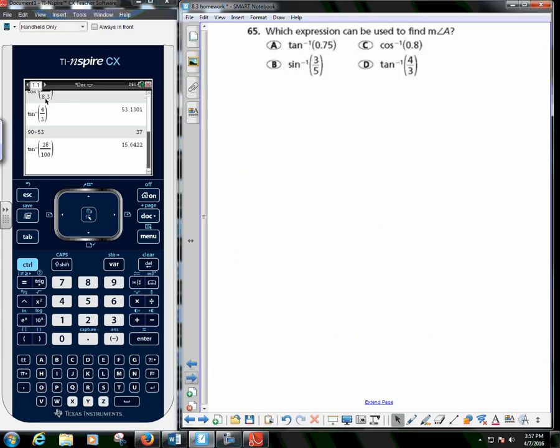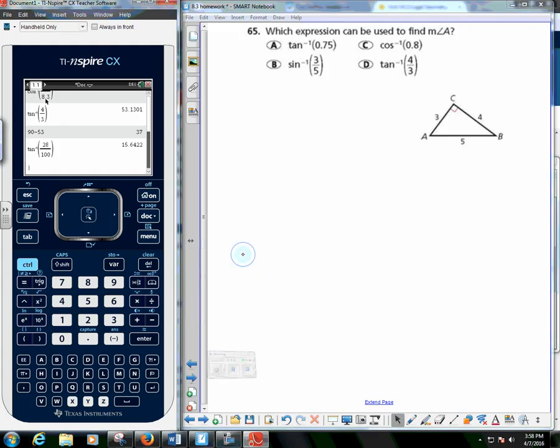All right, 65, we're coming in the home stretch. This is the last of them. Which expression can be used to find the measure of angle A? And there was supposed to be a picture for this, so give me just a second to rectify. Okay, sorry about that, copy error.